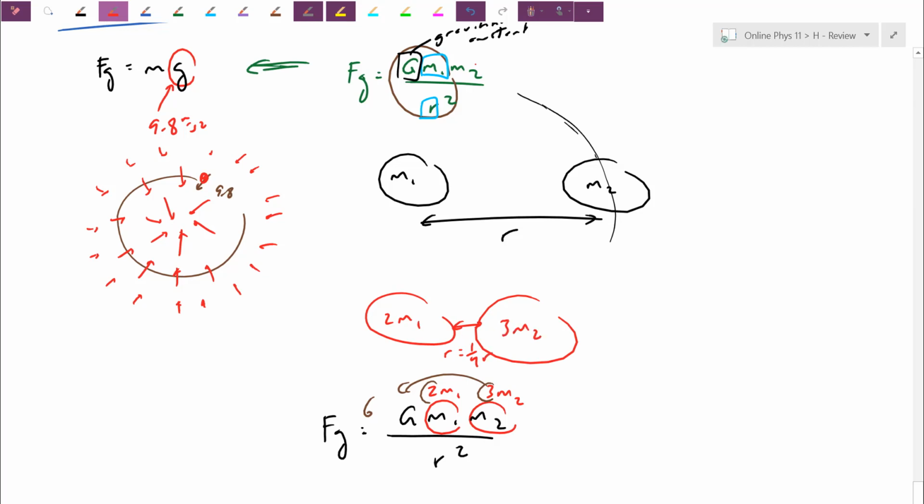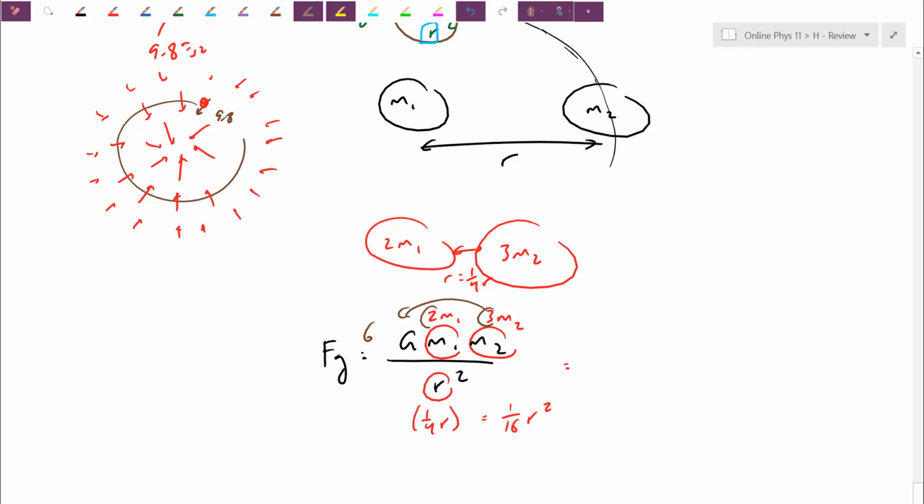Now, because the radius here is on the denominator, as I shrink the separation distance, I'd expect the force of gravity to go up. It's also going up by a square of it. So this r here ends up being a quarter of what it was. Two numbers squared is going to be a quarter squared and r squared. So this bottom part will actually be 1 over 16 r squared. When I have 1 over a fraction here, it actually multiplies upwards. So I actually get 6 times 16. We actually have 96 times what the force of gravity is.